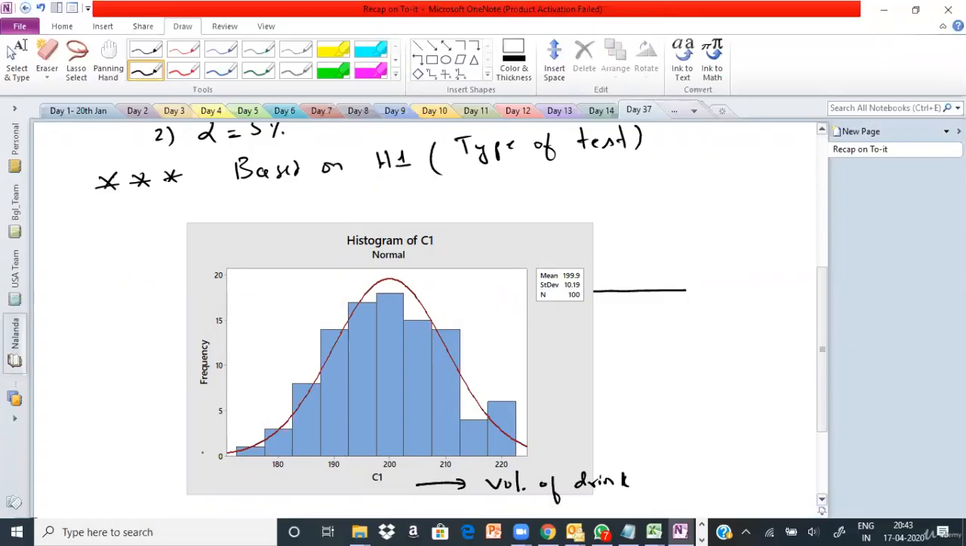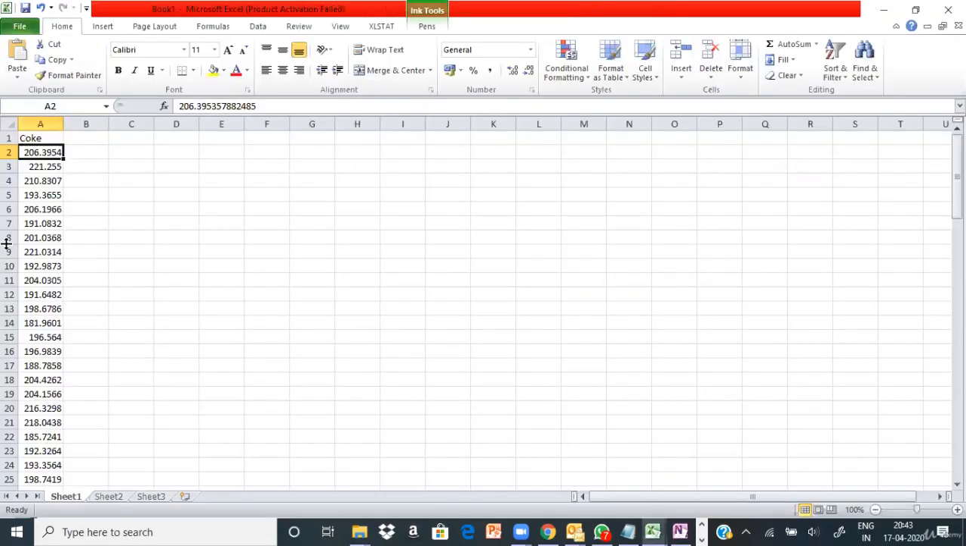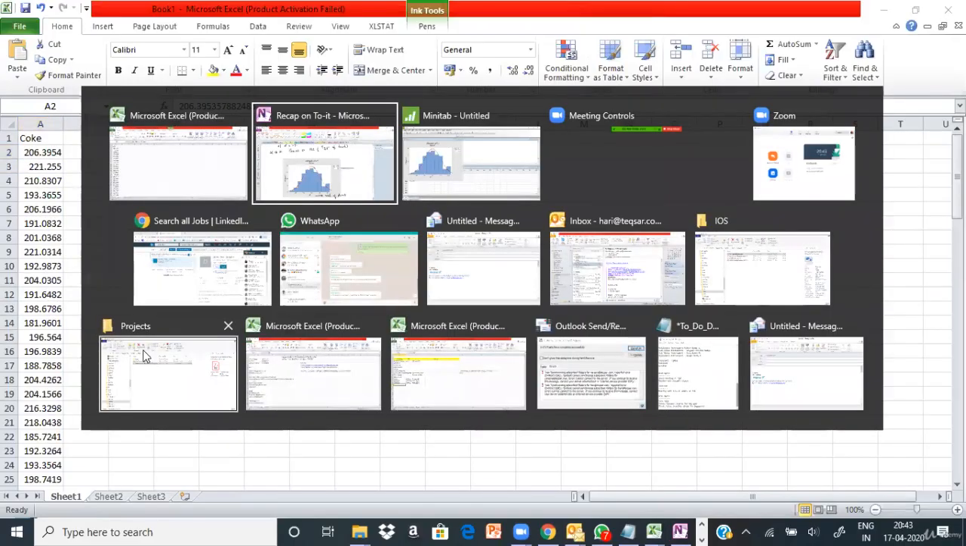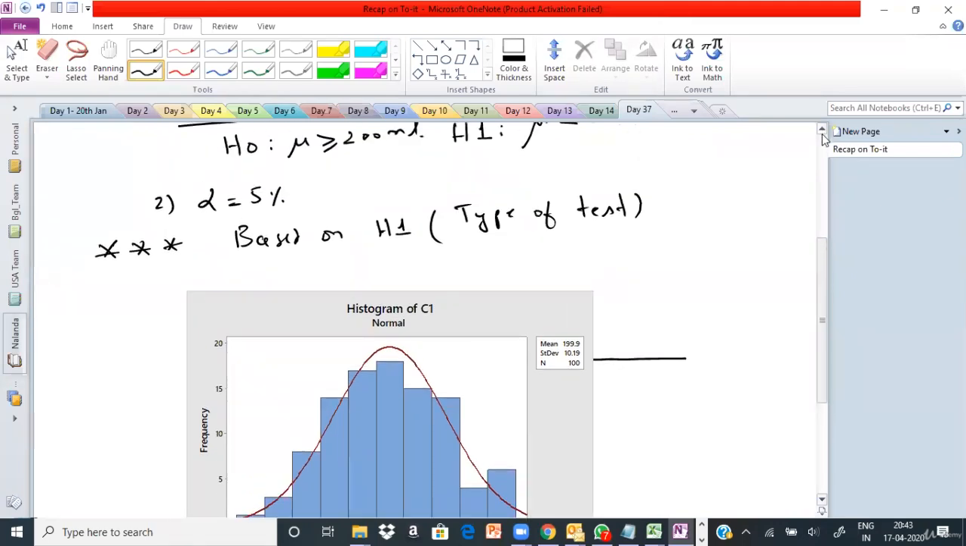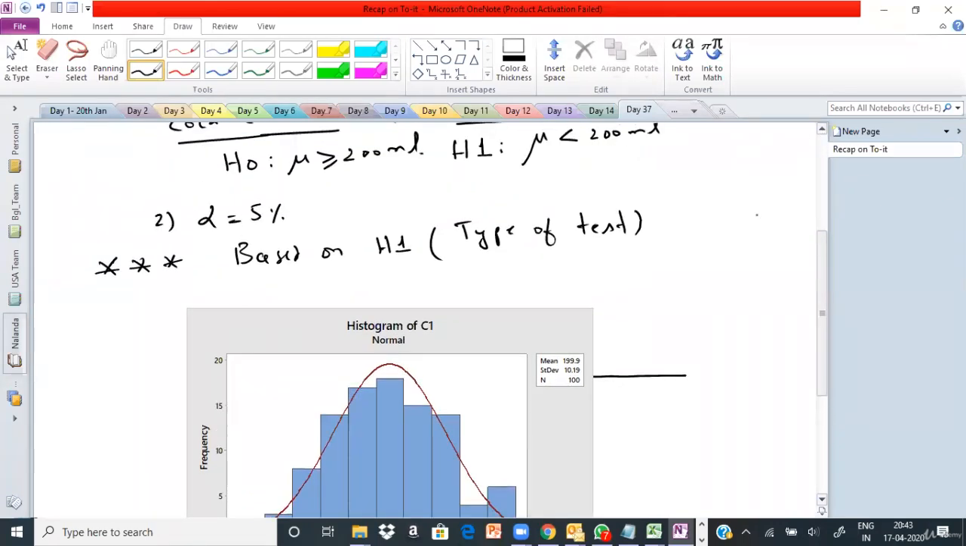Based upon the frequency that you have collected, that means based upon the values that you have here in this Excel, here the same data. So this is how your curve is looking like now, your histogram. Now based upon H1, I will be deciding what kind of a test it is. What is my H1? My H1 says mu is less than 200 ml, right?